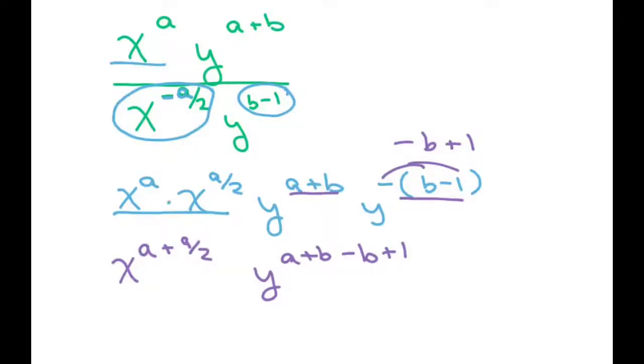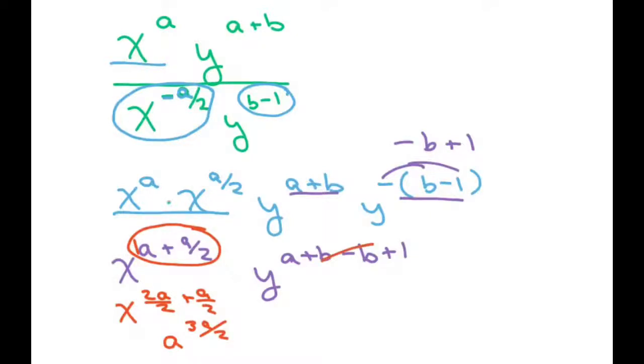So now all we have to do is simplify this. That's 1, that's like x to the 2a over 2 plus a over 2. So this one's just going to be x to the 3a over 2, or you could have just said 1 plus 1/2. And then the b's cancel here, so you get y to the a plus 1. So let me write it again: x raised to the 3a divided by 2 times y to the power of a plus 1.